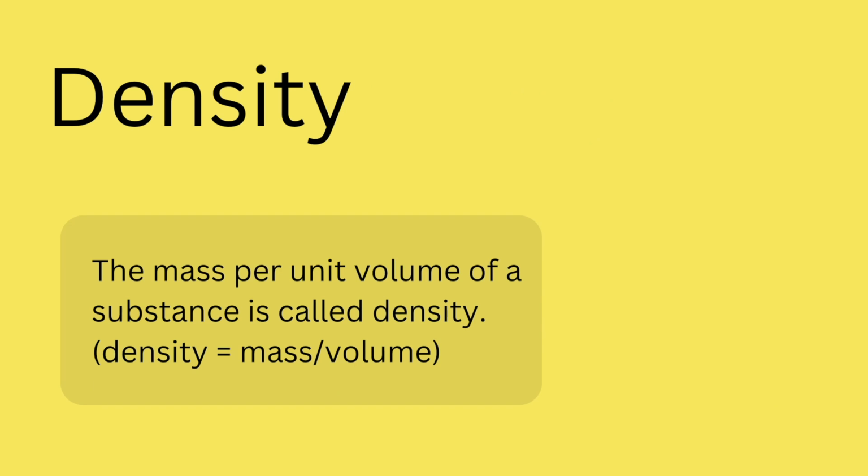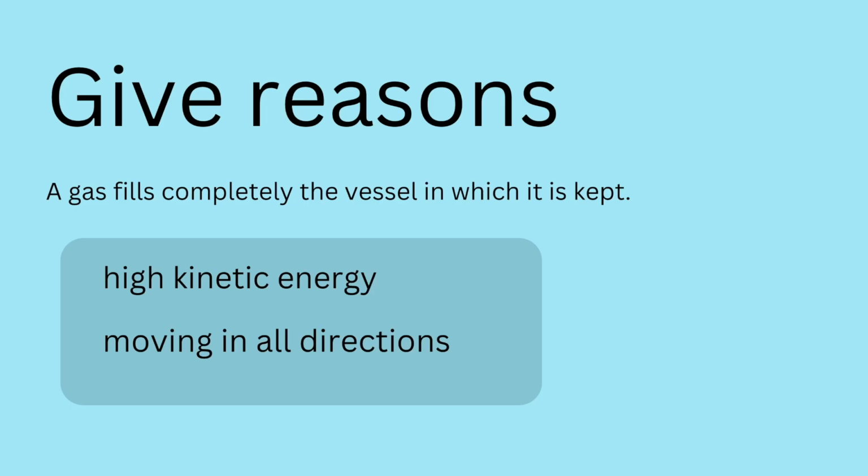And density, this is something that we have already seen. Mass per unit volume is what we call density, and the formula is density equals mass by volume. It's quite simple, right? And we are moving to the next question, and this is give reasons. A gas fills completely the vessel in which it is kept. Okay, we have already seen this. It's the same repeating concept right from the previous episode.